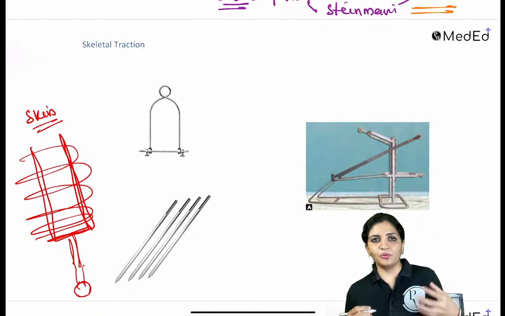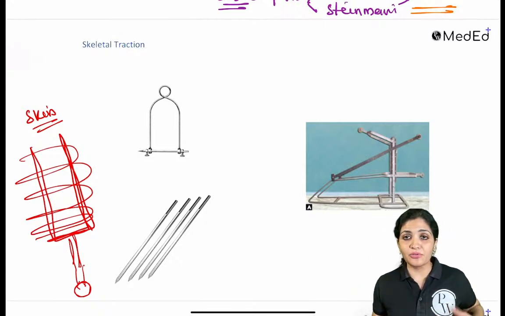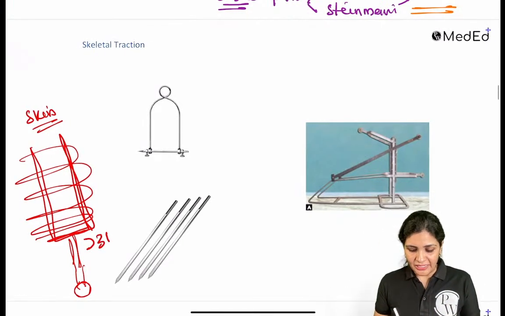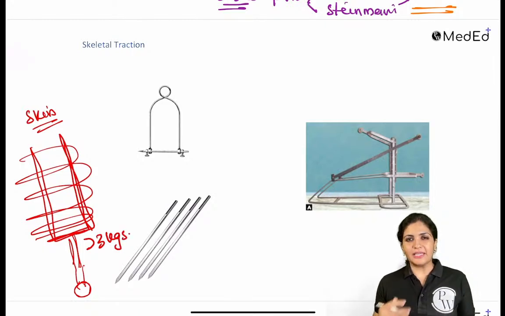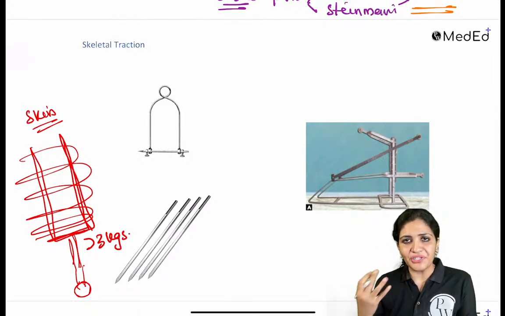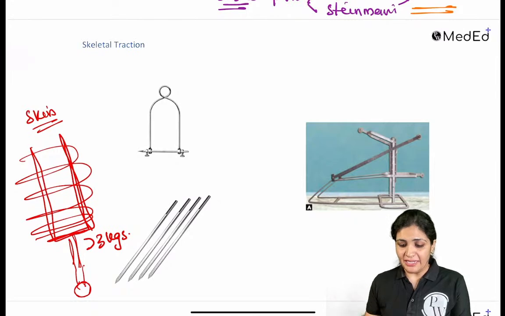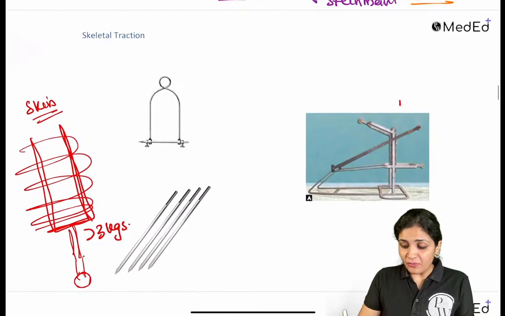But the skin traction, you don't use much of the weights. You can't use weights more than like 3 kgs or 2.5 kgs is the maximum weight which you can use. But for the skeletal traction, you can use up to 10 kgs. So these are the material which you require.